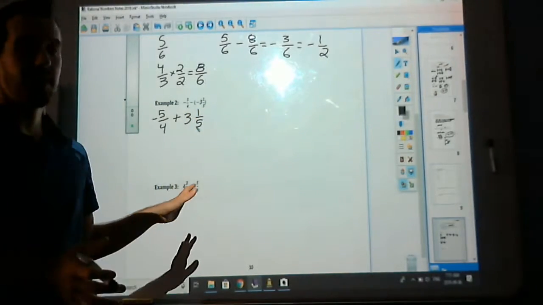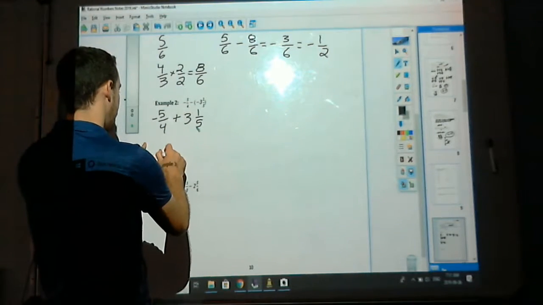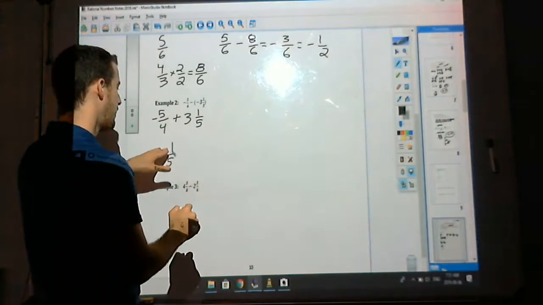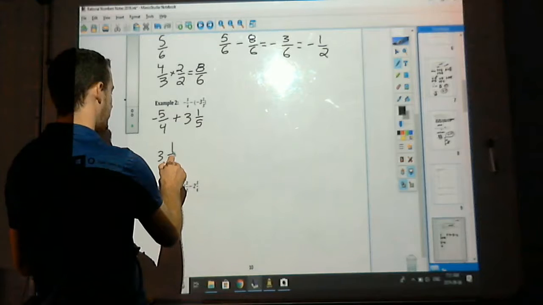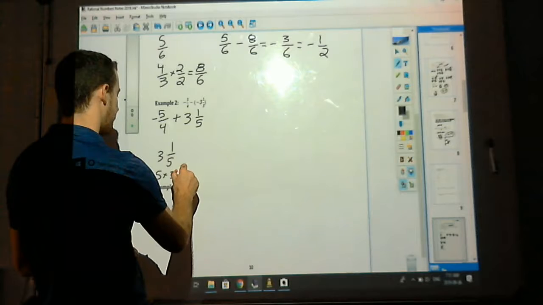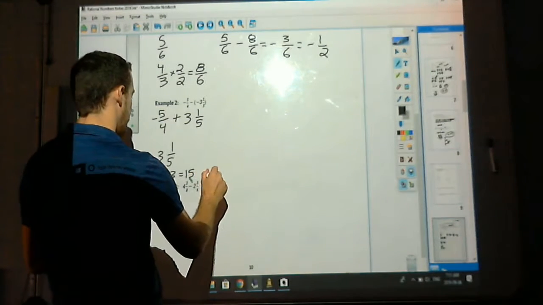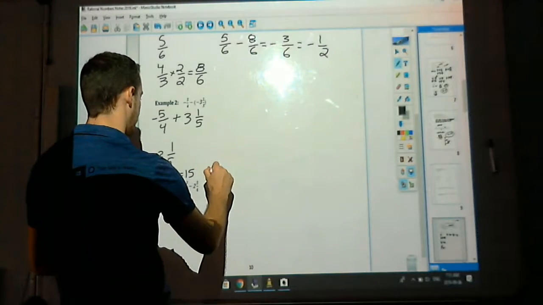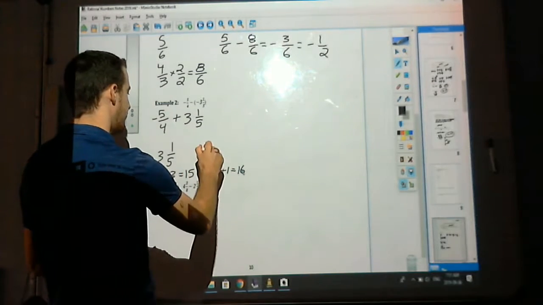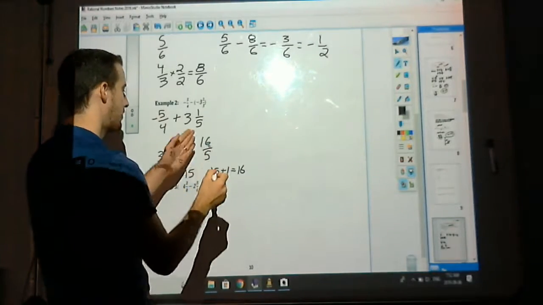All right, next step. We're going to take our mixed number and change it into an improper fraction. So here, 3 1/5. Again, we go our denominator times our whole, so 5 times 3 is 15, and we simply add that to our numerator, so 15 plus 1 is equal to 16. Then we go back, same denominator, put our newfound number on top, and that's our improper fraction.